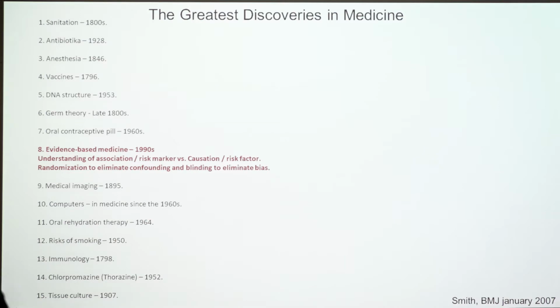Can somebody name a risk marker? What's a risk marker? Troponin. Do you know what troponin is? In myocardial infarction, troponin is released into the blood. That's a risk marker. High is bad. It's a marker of poor prognosis. But it's not a risk factor. If you give troponin into the blood, you don't hurt anybody.